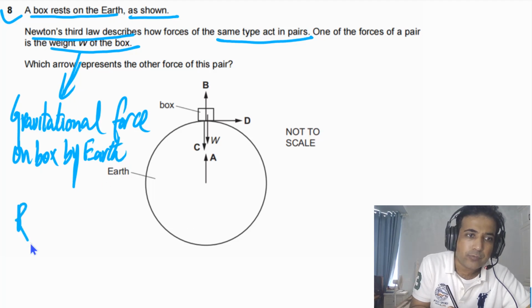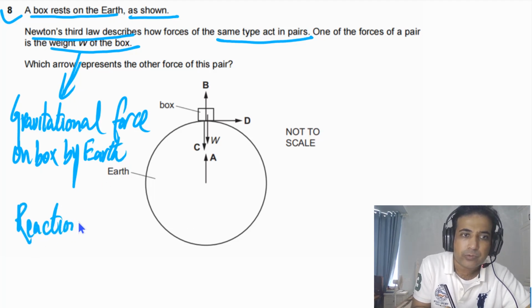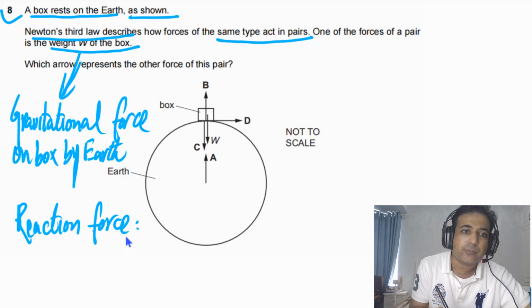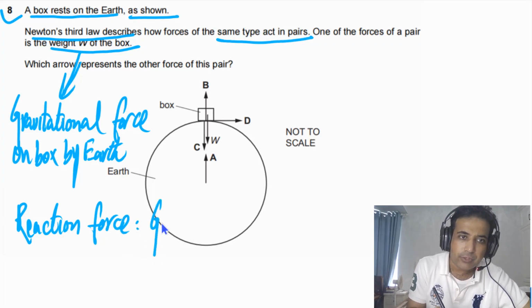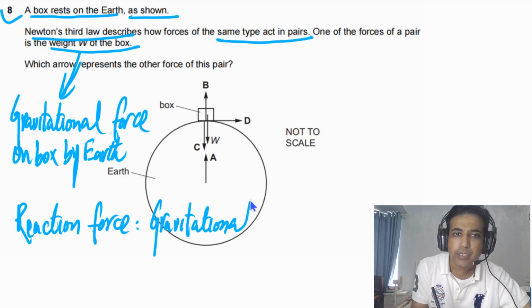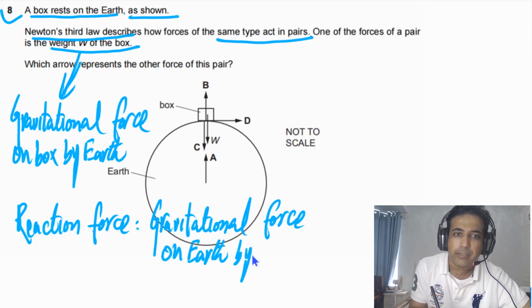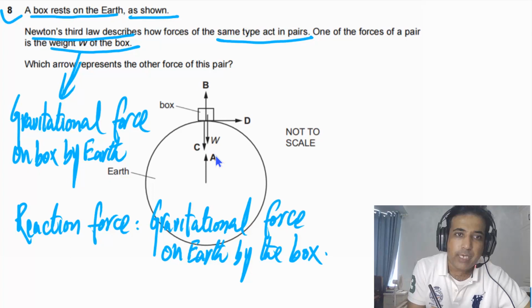And the reaction force will be gravitational force. It has to be the same type, so it has to be gravitational force on earth by the box. So this is the point you need to understand. So these two forces, they will form a pair. So we have in this case W, so this is acting on the box, and A is the force acting on the earth.